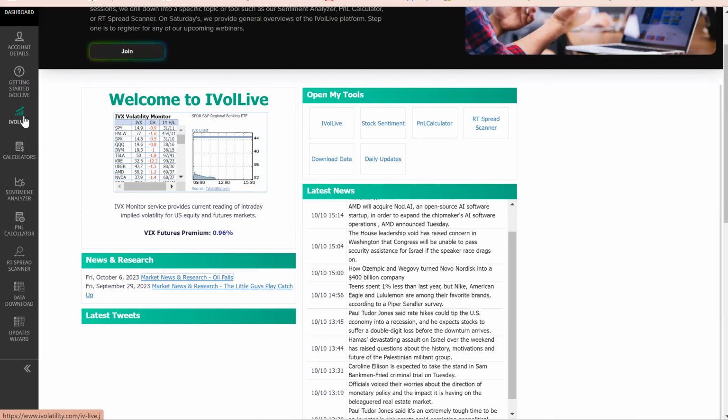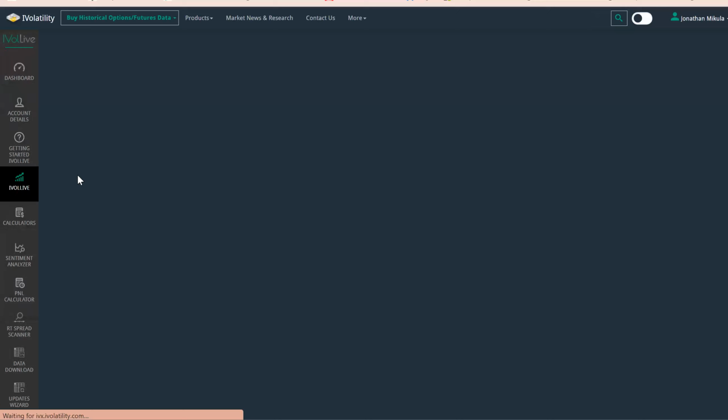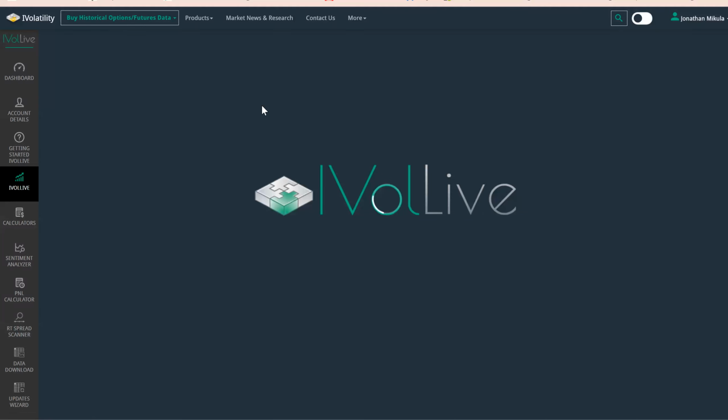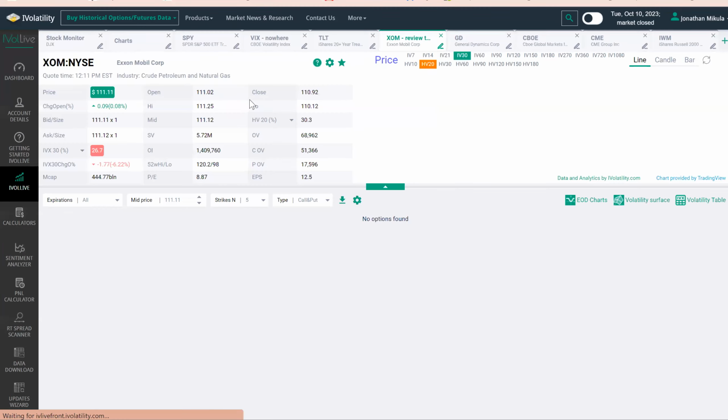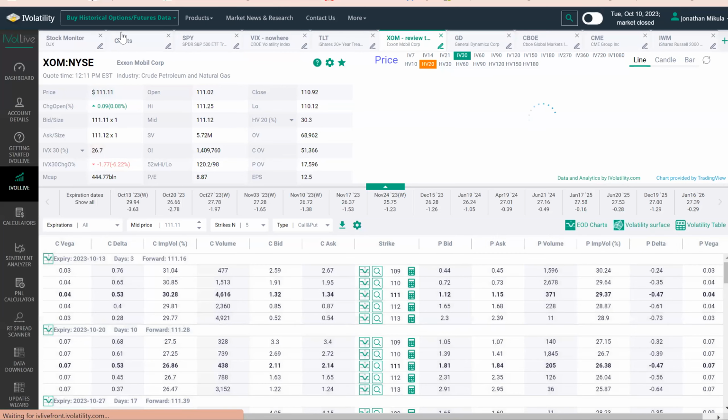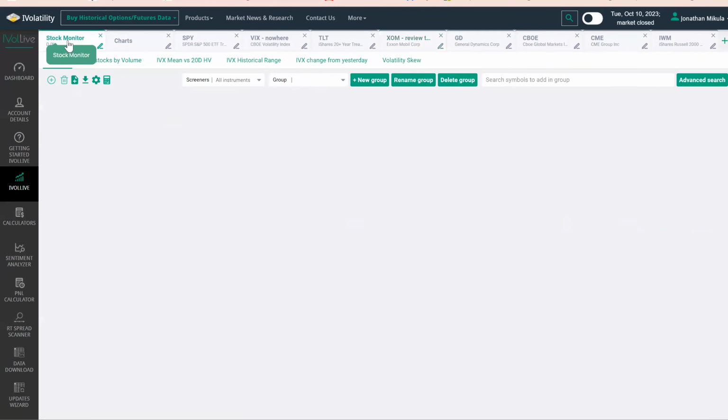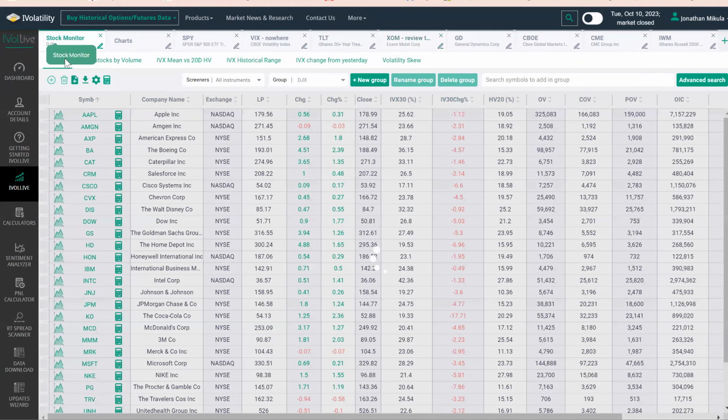Since we covered Exxon in that piece, let's go to Exxon real quick within iVol Live. iVol Live is where you come to pull up individual tabs on companies or indices, right? You can see from left to right, I have my stock monitor tab. Your default when you register with iVol Live will be DJX, which stands for the Dow. It'll be in alphabetical order.